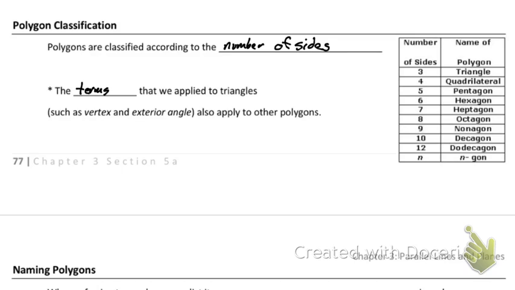All right, so if you have three sides, we call it a triangle, because tri means three angles. 4 is a quadrilateral. Quad means 4. Quadrilateral has 4 sides. 5 is a pentagon. Penta means 5. 6 is hexagon. 7 is heptagon. 8 is octagon. 9 is nonagon. 10 is a decagon. 12 is a dodecagon. And basically anything past that, some of them have names, but you can just say like a 13gon, a 14gon, a 15gon.